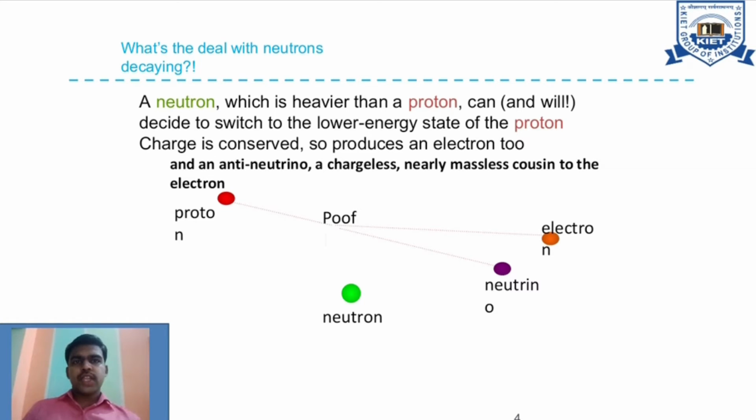Here comes dealing with the neutrons and their decay. A neutron is heavier than the proton, so it decays to the lower energy state of the proton, but the charge is conserved, so it produces an electron as well as the proton. How does the generation happen? Look at the figure. The proton is the red line, the neutron is the green, and the electron is the orange. The third particle is a chargeless, nearly massless cousin to the electron. So the neutron decays in this way.